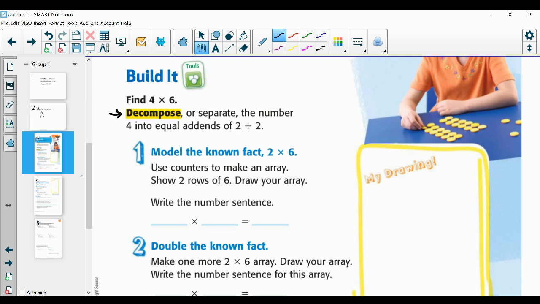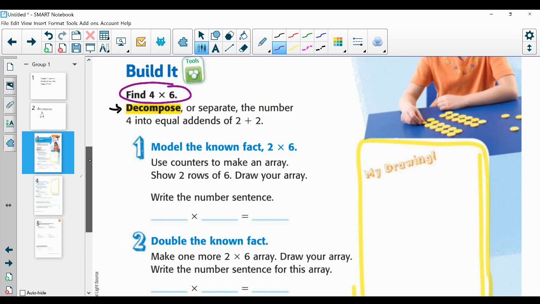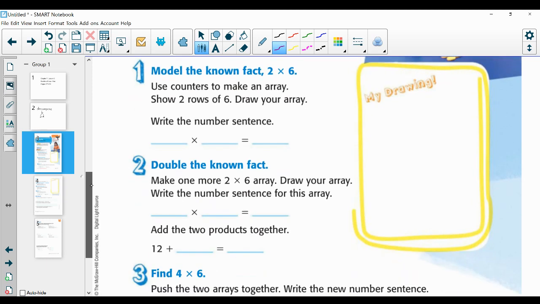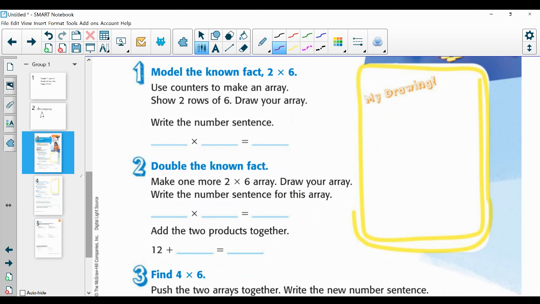So first we're going to model the known fact 2 times 6. We're trying to solve 4 times 6. So we can decompose 4 into 2 plus 2. We're going to use counters to make an array for 2 times 6. We're going to show 2 rows of 6. So you need to draw your array in this yellow box. I'm just going to use dots, and I'm going to do 2 rows of 6.